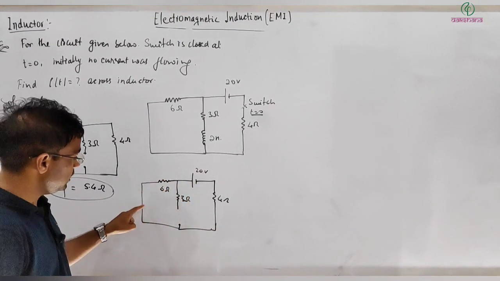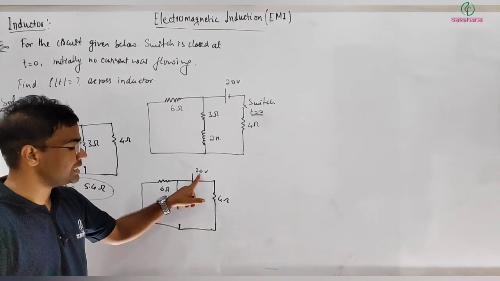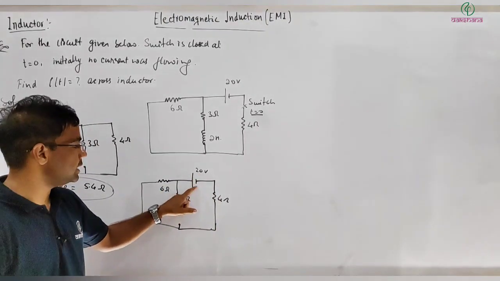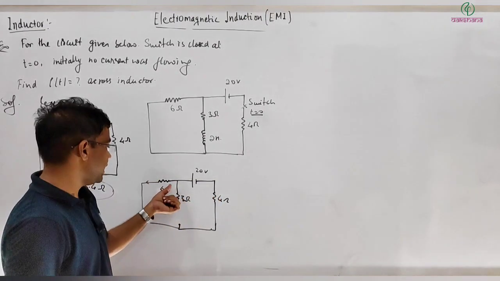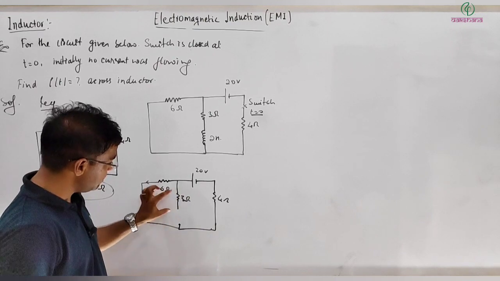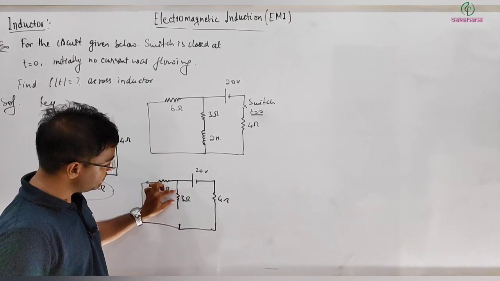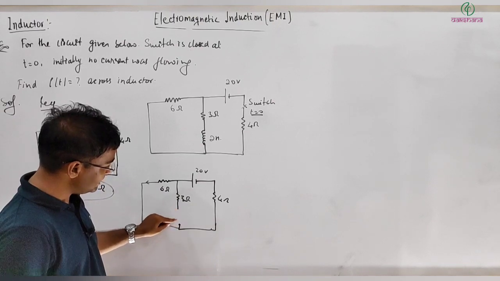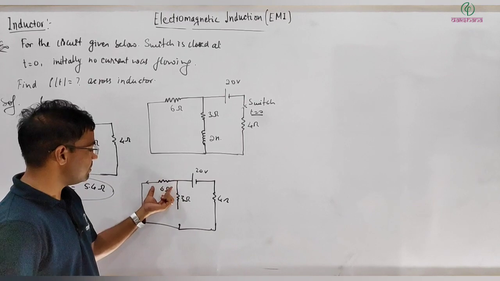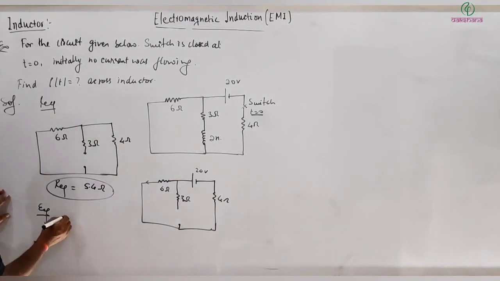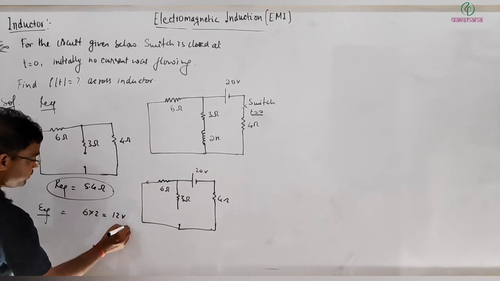So current will be flowing only in this way. Total resistance is 10, voltage 20. So the current through this arm will be how much? 2 ampere. Across the inductor arm there is no current, so the potential difference across it will be 0. So the potential difference across these two ends is the potential difference across the 6 ohm, equal to I multiplied by 6, that is 2 multiplied by 6. So E equivalent is 6 multiplied by 2, that is 12 volt.